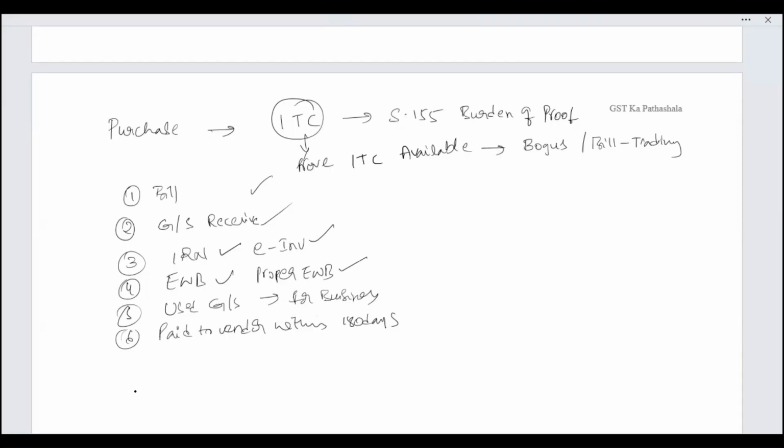Like I'll give one example of a construction industry. In case of a construction, we have something called piecemeal supply. Like for example, say I want electrical items.